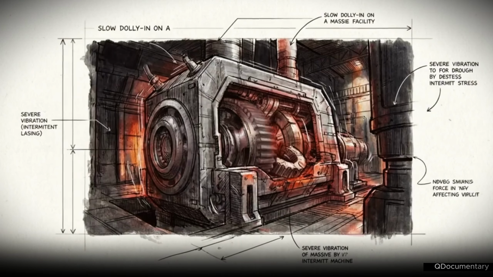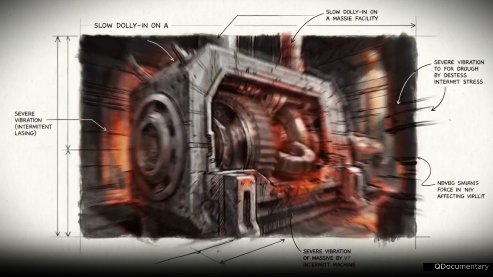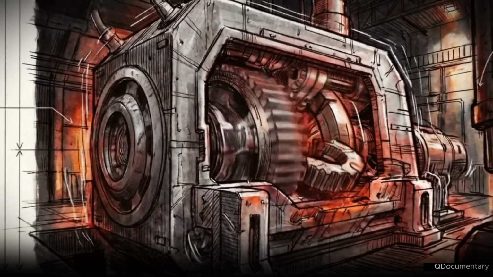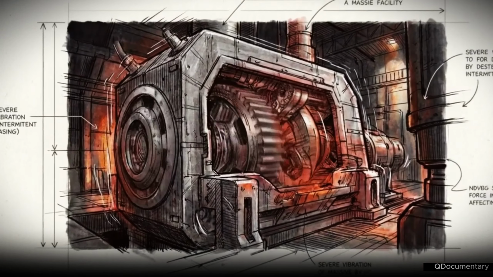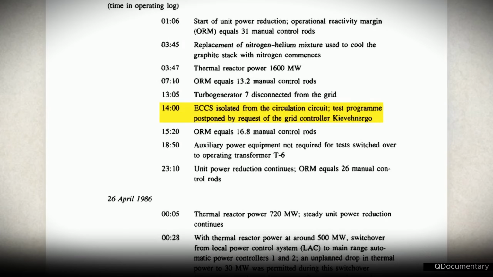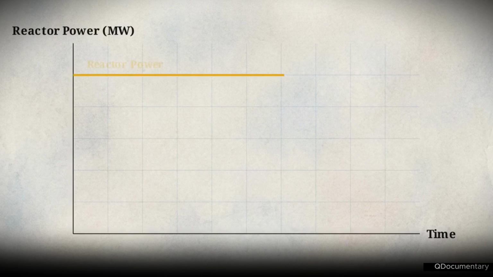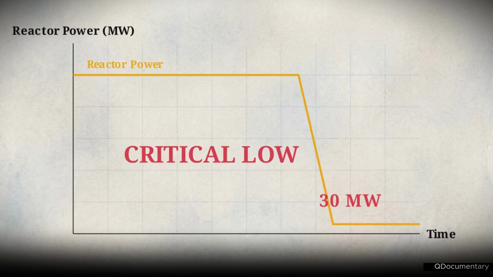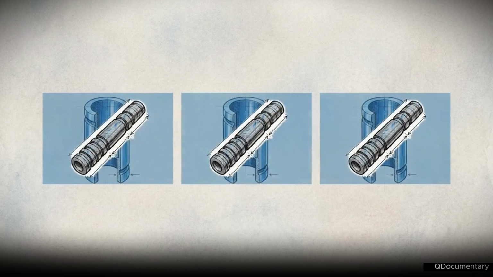The machine was physically unstable at low power, requiring only a specific sequence of procedural errors to reach a point of no return. This log from April 25th shows the beginning of the crisis. A planned safety test was delayed at 1400 by the Kyiv grid controller. The reactor was forced to stay at half power for 9 hours, leading to a buildup of neutron-absorbing gases in the core. By the time the test finally began after midnight, the reactor's power had plummeted to just 30 megawatts.